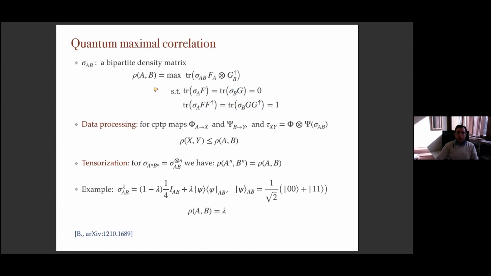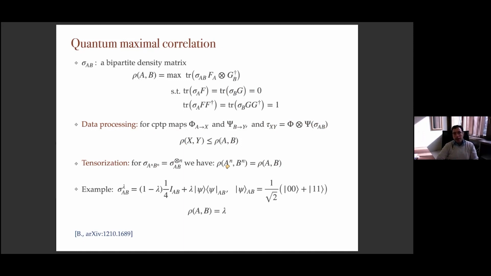And then you can prove the properties of the quantum maximal correlation by similar kinds of arguments. First of all, you can prove this data processing inequality for any two quantum operations, CPTP maps. If I locally transform A and B to X and Y, then the maximum correlation between X and Y is less than the maximum correlation between A and B. And also I have the tensorization property. Again, the proofs are essentially the same.